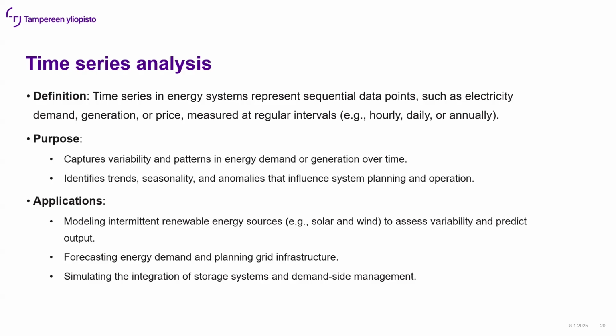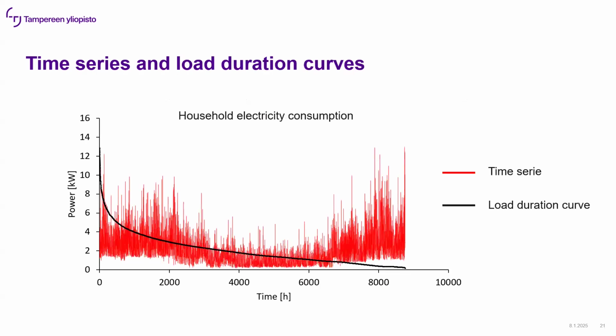So applications: modeling intermittent renewable sources to assess variability and predict output. So you can, for example, calculate the variability, standard deviation. Forecasting energy demand and planning grid infrastructure, and simulating the integration of storage systems and demand side management.